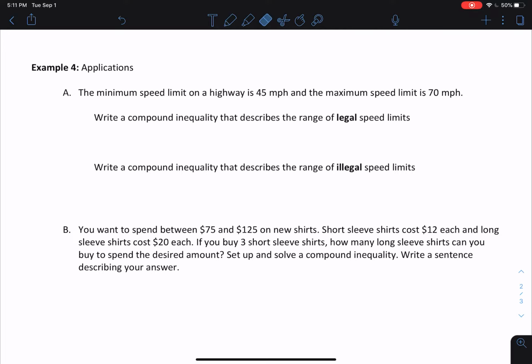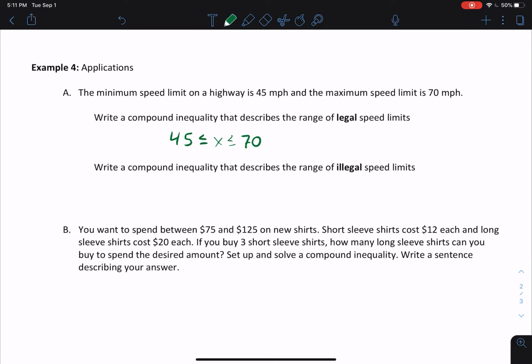So this is going to be an "and" inequality because I can drive anywhere from 45 to 70, and I can include those. So that's why I have the less than or equal to symbols there. I can drive anywhere between 45 and 70 miles per hour.